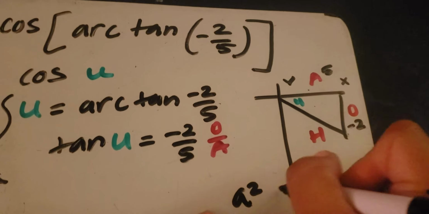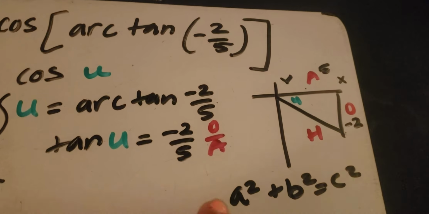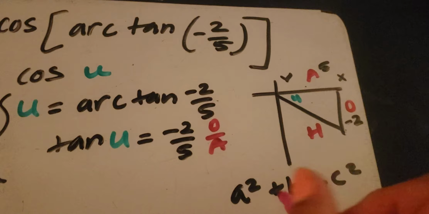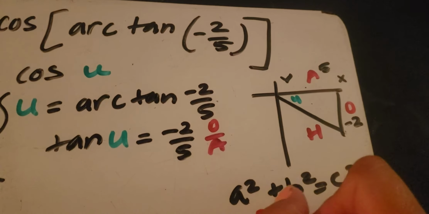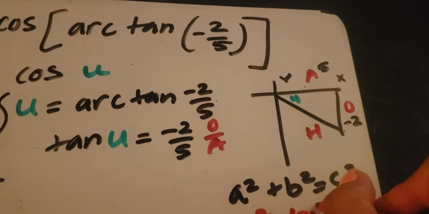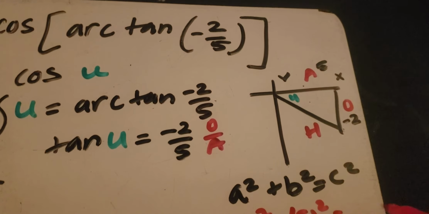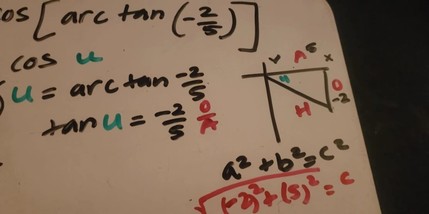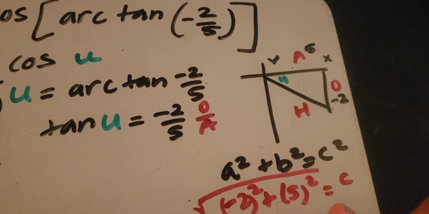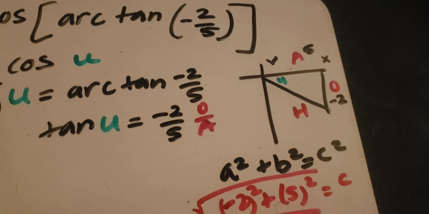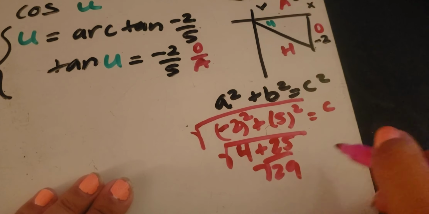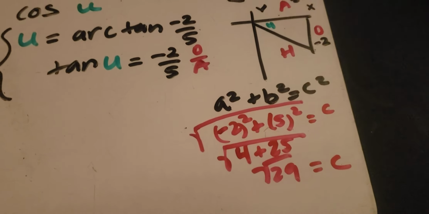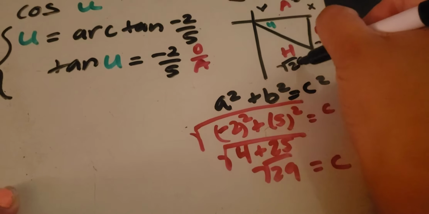Okay, so Pythagorean theorem. So a squared plus b squared equals c squared. And then we have negative 2 squared, put it in parentheses, plus 5 squared equals c squared, but we need to solve for c, so that would just be the square root, okay? So negative 2 squared, that's 4, plus 5 squared, that's 25, or the square root of 29. Sorry, out of frame. Okay, so c, or the hypotenuse, is square root of 29.